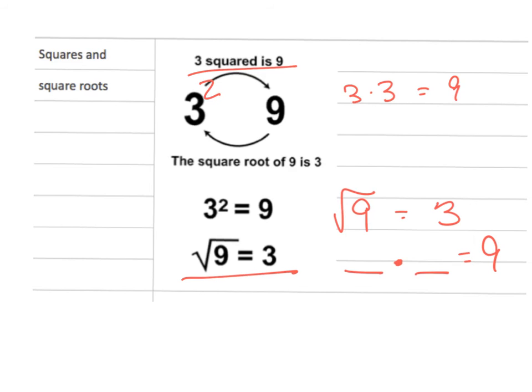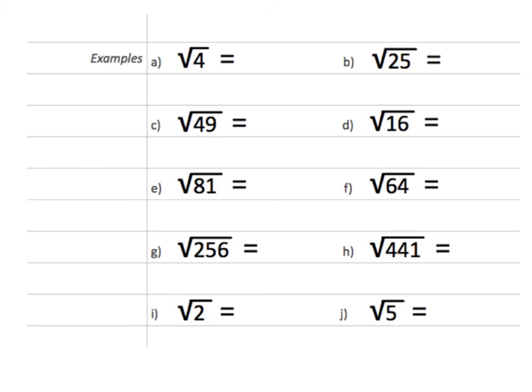So the best way to really go through these is just to do a bunch of examples. So here we go. Let's do a bunch of examples. Letter A, what number times itself equals 4? That would be 2. Anytime you think you get this, pause the video, and do them on your own and see what you get. So let's do letter B. What number times itself equals 25? That would be 5.